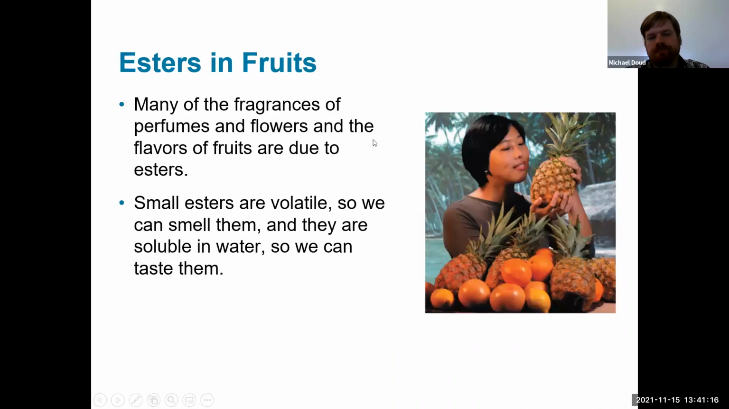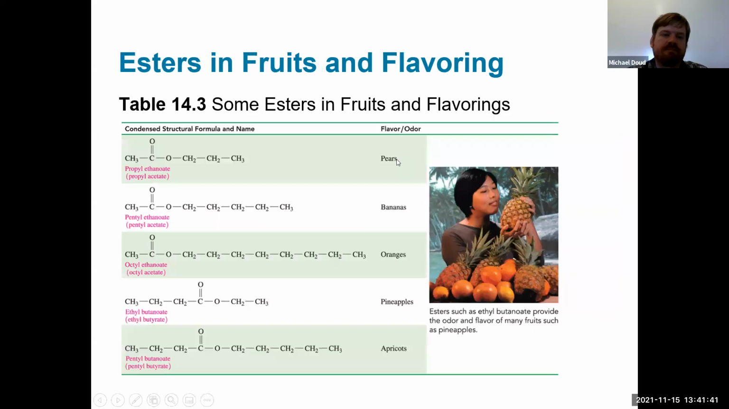Okay, next up. Esters are really important as components of fruits. So fragrances and perfumes from flowers and from fruits are largely due to esters. The thing is that the smaller esters are very volatile. That means that they evaporate really easily at room temperature. So they get into our nose, and that's how we can smell them. They're also soluble in water, and that leads us to be able to taste them.